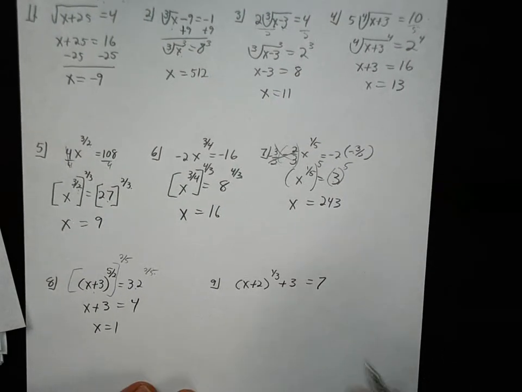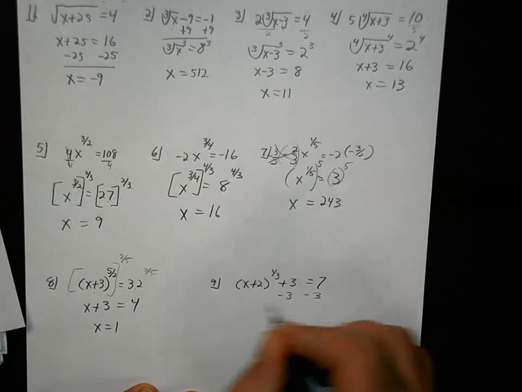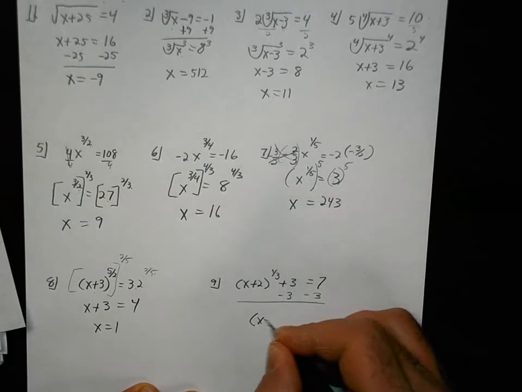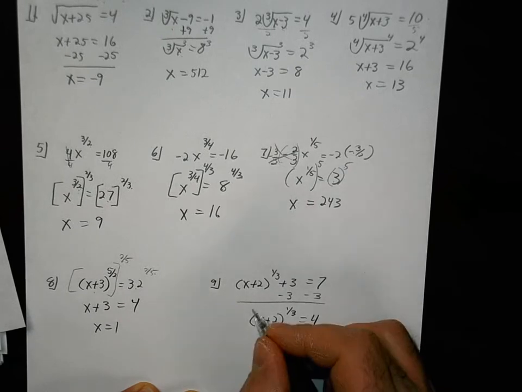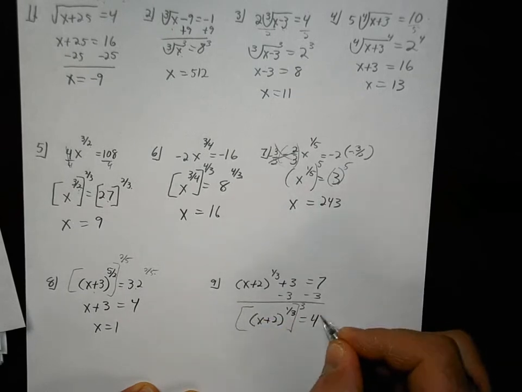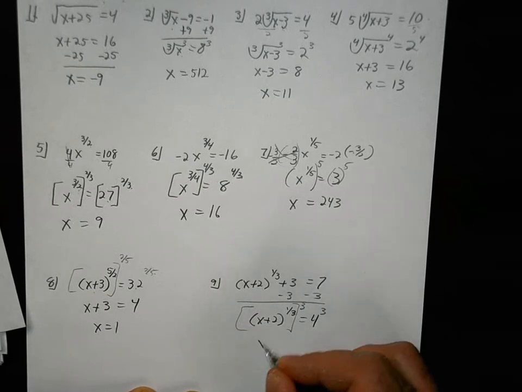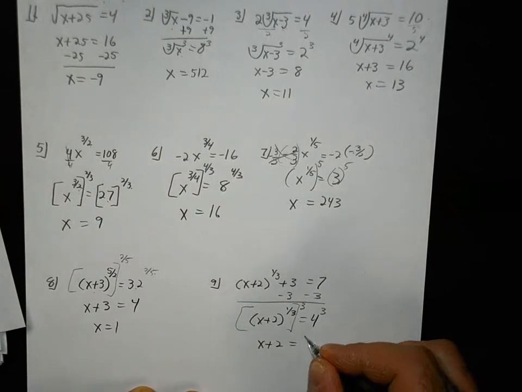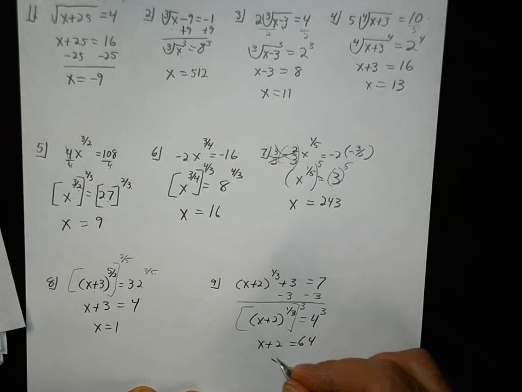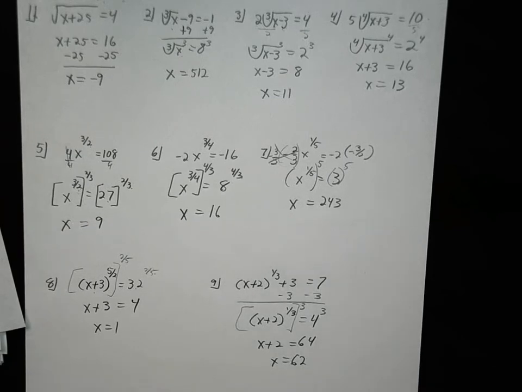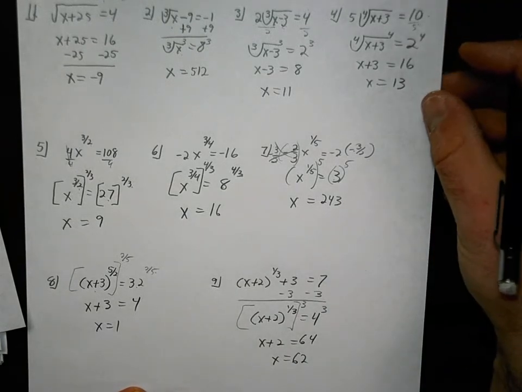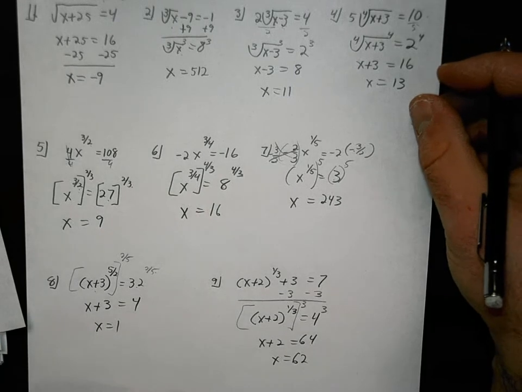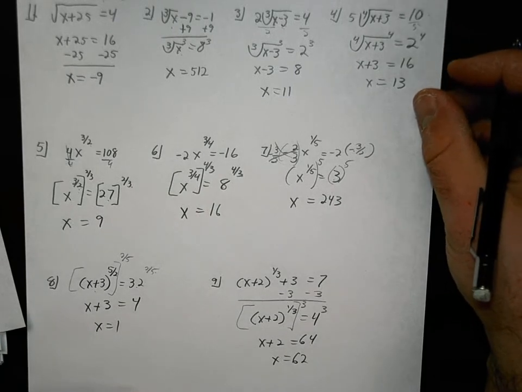Finally, number 9. Subtract 3. I get x plus 2 to the 1/3 equals 4. Raise both sides to the 3 over 1 power. So I get x plus 2 equals 64. Subtract 2, I get 62 on that one. So those are some of the basic radical and rational equations that we're going to get in this section. The second video is going to look into some more advanced equations.